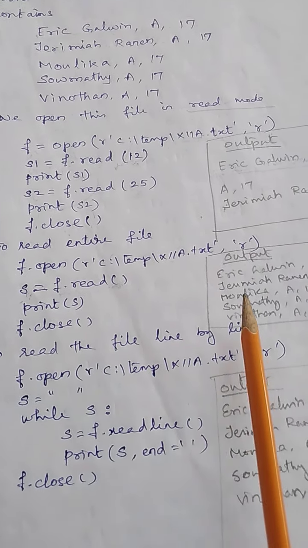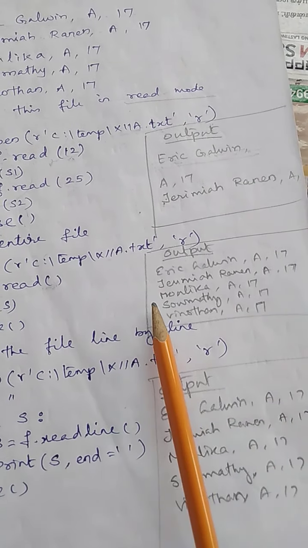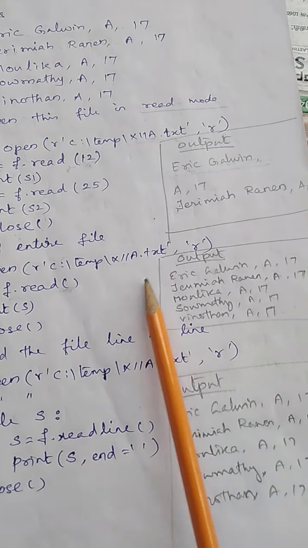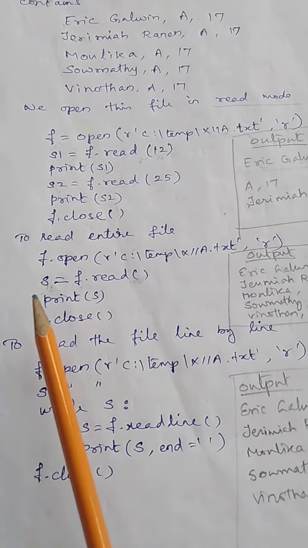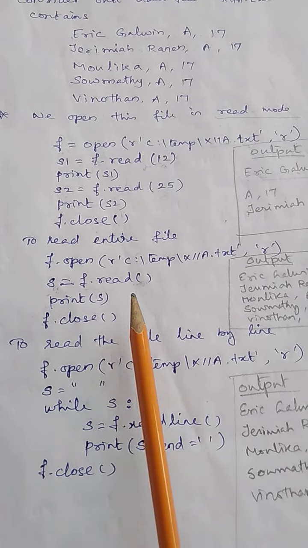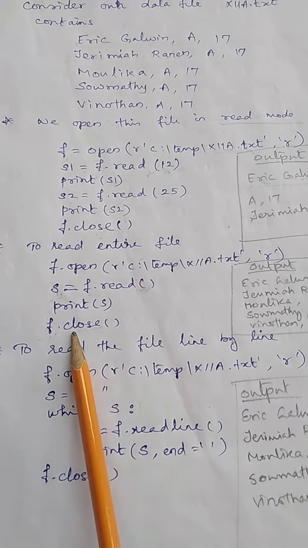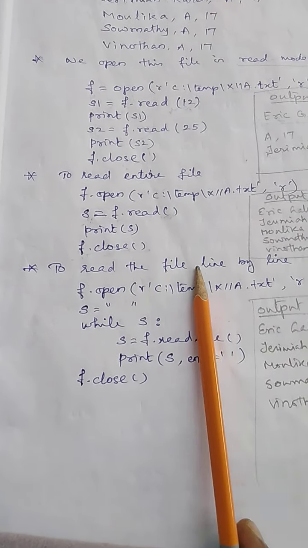Now print S, and we get the whole file: Eric Galvin A 17, Jeremiah A 17, Maulika A 17, Saumadi A 17, Vinodhan A 17. Up to the end of the file will be read and stored into the variable S, and it is string data. Once we complete the process, the file has to be closed with f.close() without any argument.